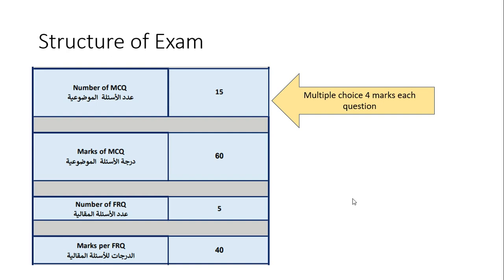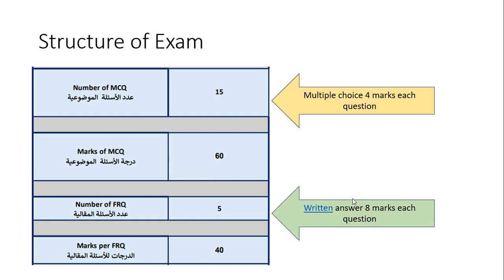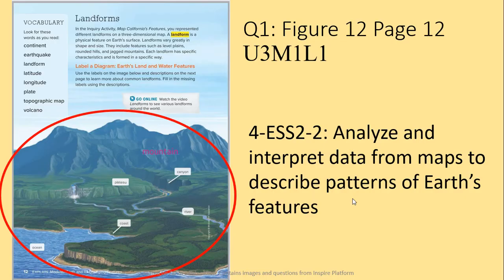The second section is made up of free response questions. That means you will write your answer. There are 5 questions and it has a total of 40 marks. That means that each question is worth 8 marks. In school, we are focused on the written response questions. Please make sure that you study them and you are able to write full sentences using that vocabulary. Okay, so let's start now with reviewing the multiple choice questions.